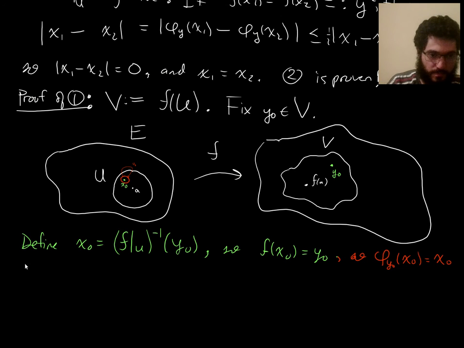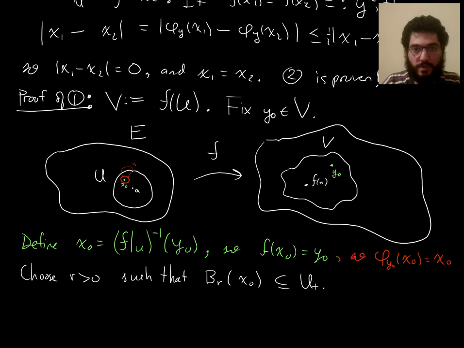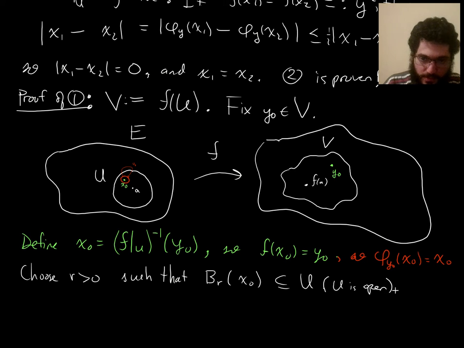Choose R greater than 0 such that B_R(x naught), the ball of radius R at x naught, is fully inside of U. This is something we can definitely do because U is open and x naught is in U. Right? x naught is in U because it's the preimage of y naught, and y naught is in V, and f maps U bijectively to V. So this we can do because U is known to be open.